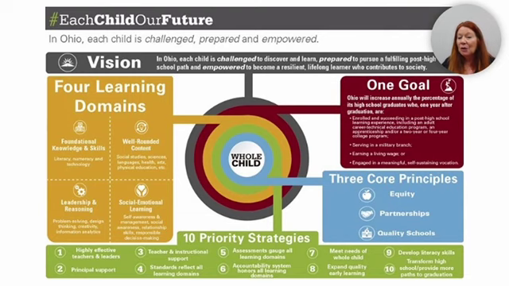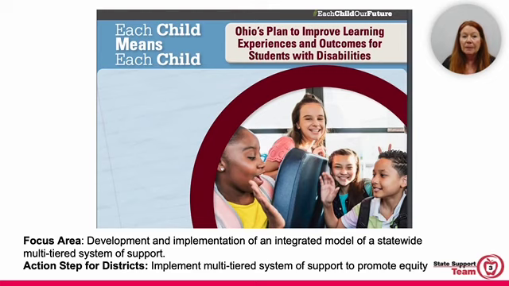As always, we start with Ohio's strategic plan. This plan maps out how Ohio will support all learners to reach the goal of not only graduating from high school, but to be well prepared for life after graduation. It includes 4 learning domains, 3 core principles, and 10 priority strategies. Our youngest learners are referenced throughout the plan, which calls attention to the whole child.